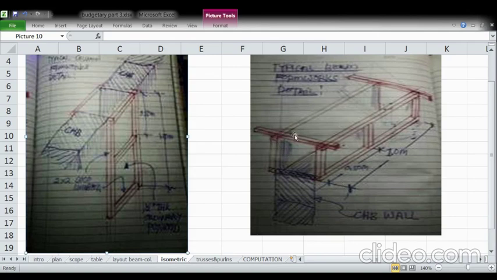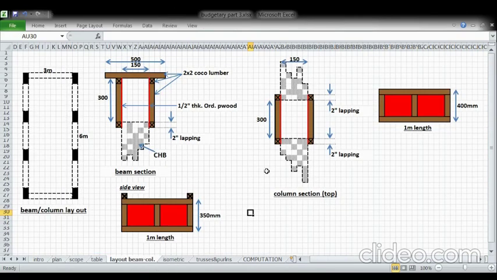So, nakalagay tayo rito ng 2x2 sa ibabaw. At the top, 2x2, just to have an additional support that will hold the beam formworks. To explain further, ikakabit natin siya rito, having a 2-inch lap on the ends for the hollow and the 2-inch on the side for the beam.